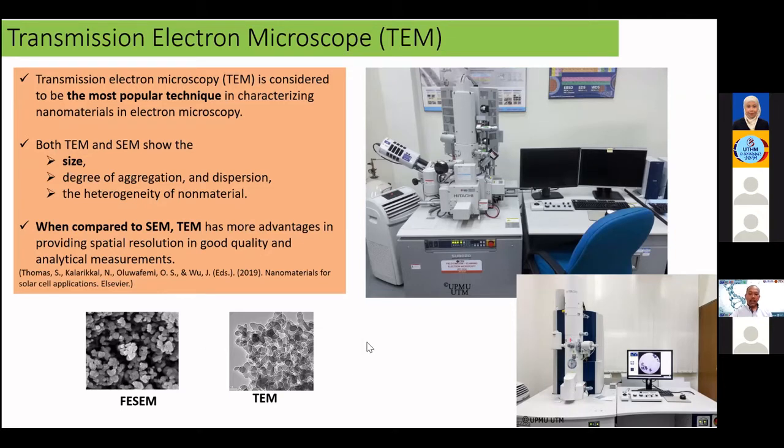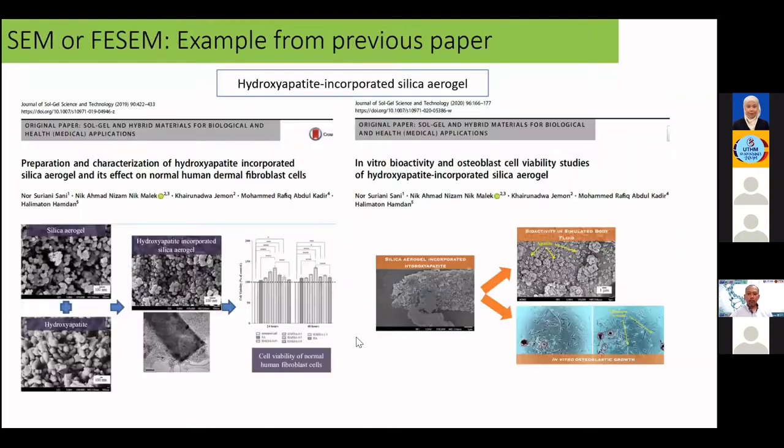For TEM also, if you modify the material, for us, like we put silver nanoparticle inside the zeolite, we need to see where this silver nanoparticle is inside the zeolite. So we need to use TEM. This is an example of the paper that we obtained here.